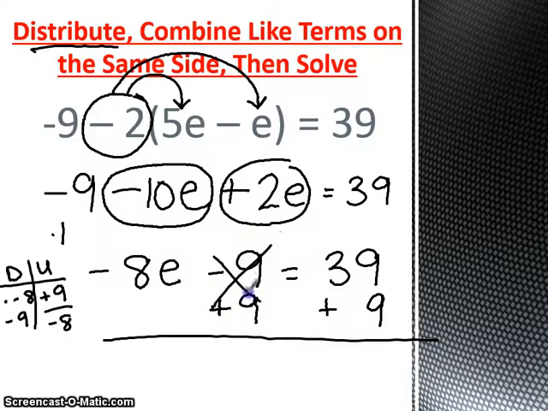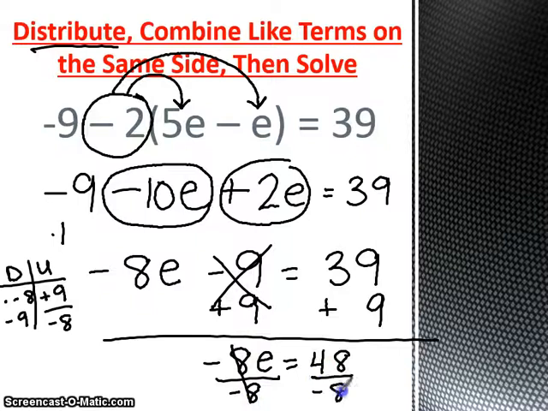-9 plus 9 makes 0, so we get -8e equals, if we add that together, we get 48. Divide each side by -8 to create a coefficient of 1. Divide by -8, so we get e equals -6. -6 is the value of the variable that will make that equation true.